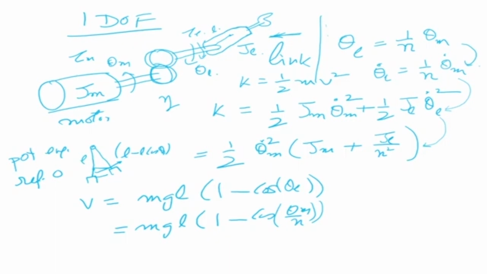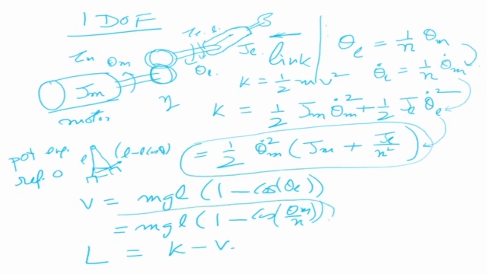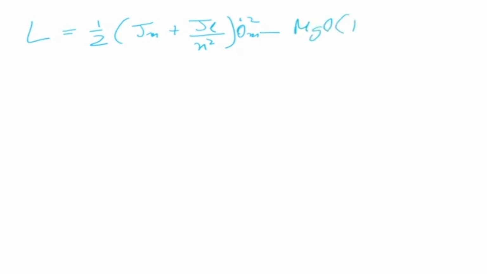we can find the Lagrangian, L is equal to K minus V. So we know what kinetic energy is, kinetic energy is this term. What is potential energy? Potential energy is this term. So kinetic energy minus potential energy, L becomes equal to half (Jm plus Jl n squared) theta m dot squared minus mgl (1 minus cos theta m by n). That is kinetic energy minus potential energy.